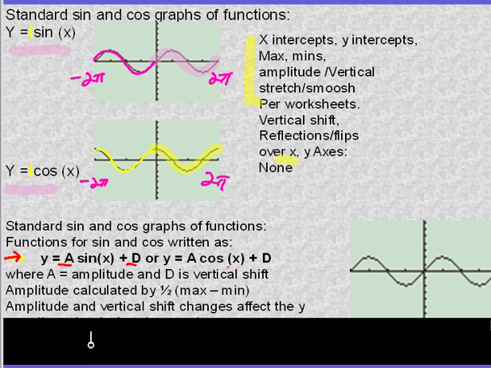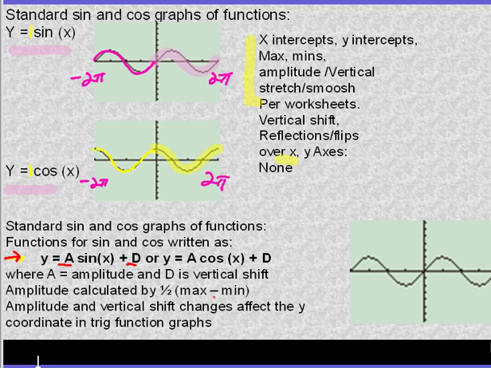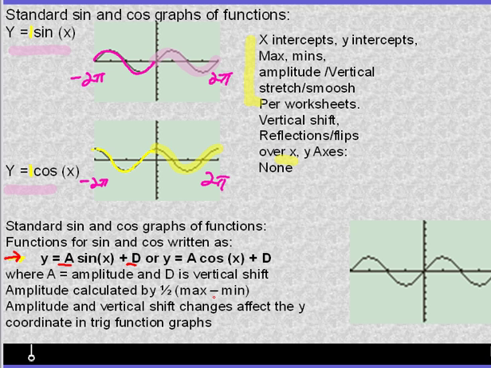So amplitude is calculated, if you don't have the A in front and you just have the graph, by the equation 1/2 max minus min. This is your maximum y coordinate and your minimum y coordinate. And amplitude and vertical shift only affect y coordinates in the trig function graphs. That makes them the easiest type of changes to graph. And we're going to do all our graphs by using our 9 hash marks from our pre-day. So we're going to convert those and then graph based on those coordinate pairs.